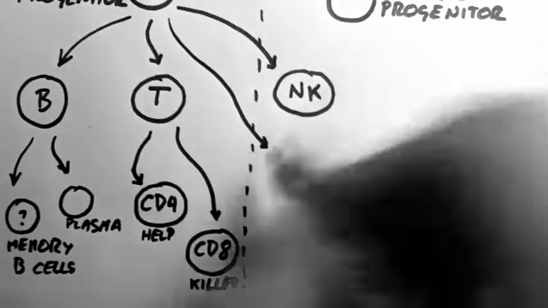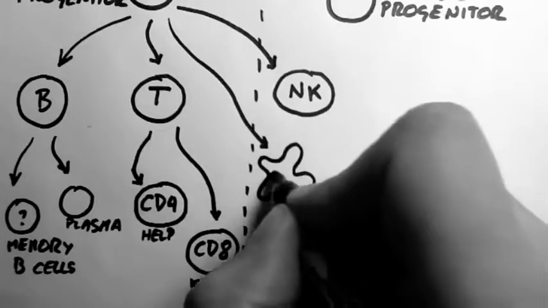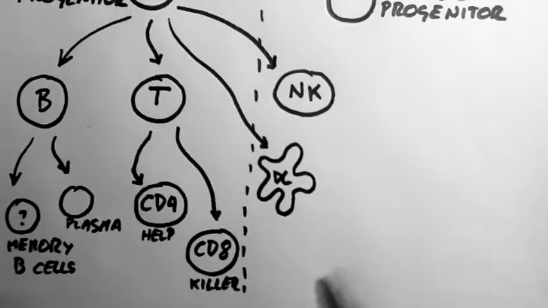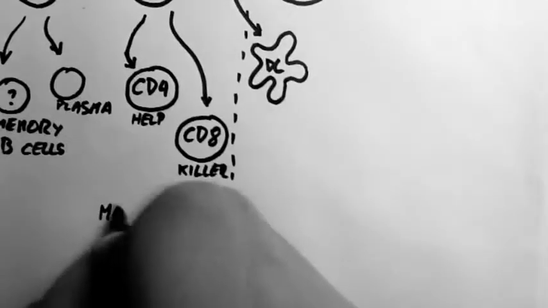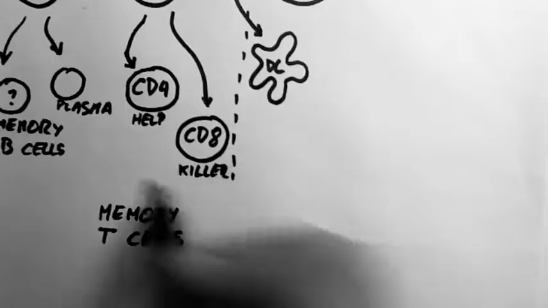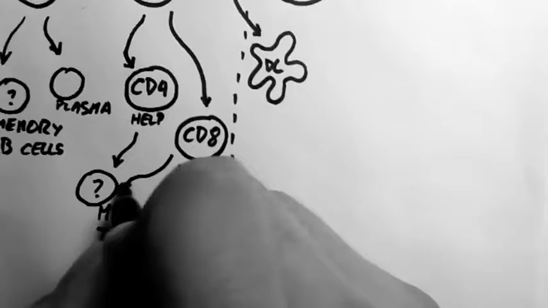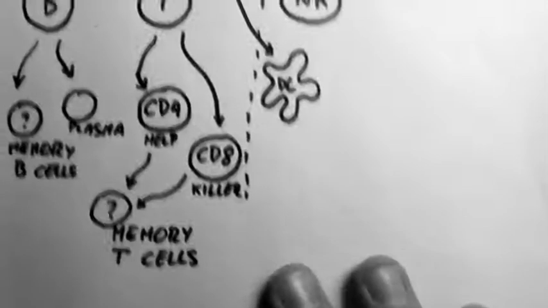Now an element that's not really part of either system is the dendritic cell, and that can be produced from the lymphoid progenitor cell. Then from either type of T cell, you can get memory T cells of that type. So that's the adaptive immunity. Let's have a look at the innate immunity.